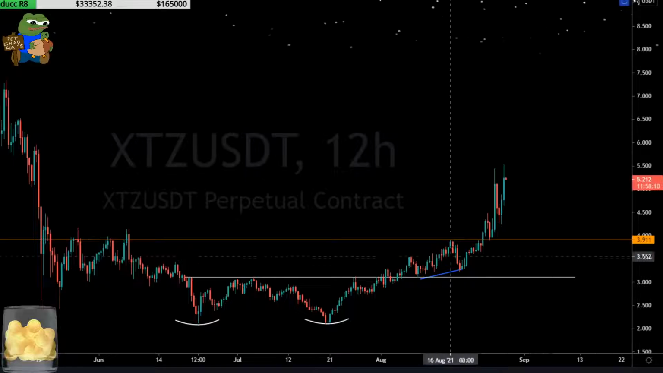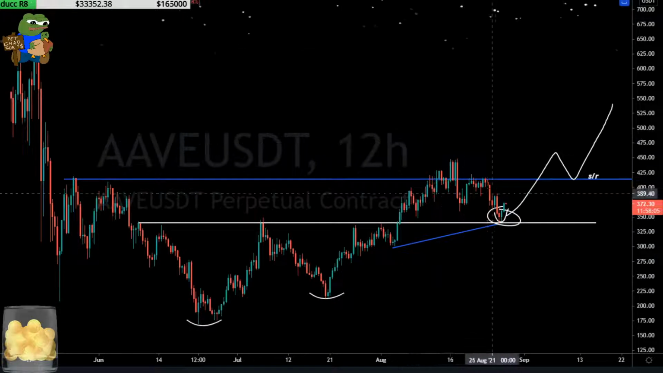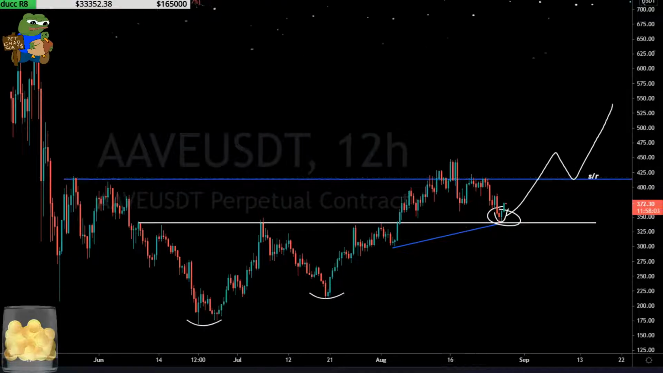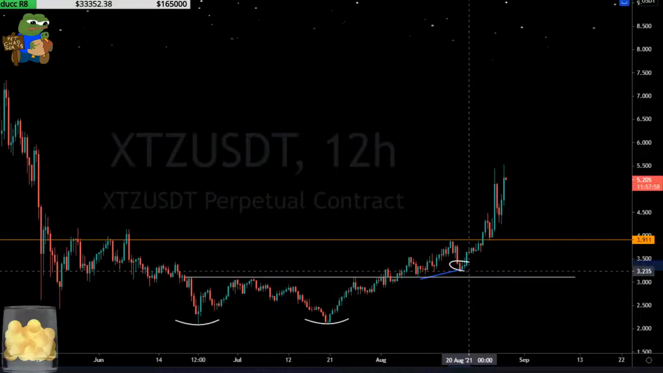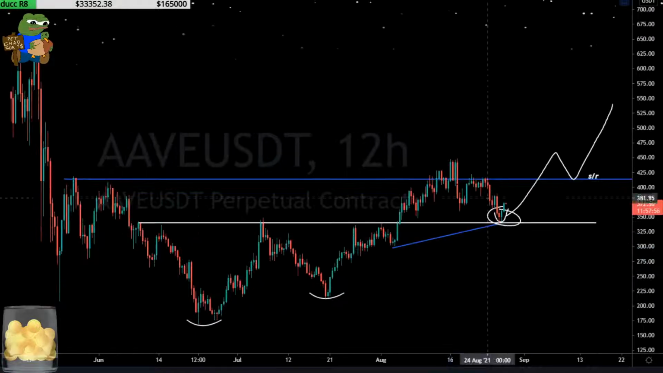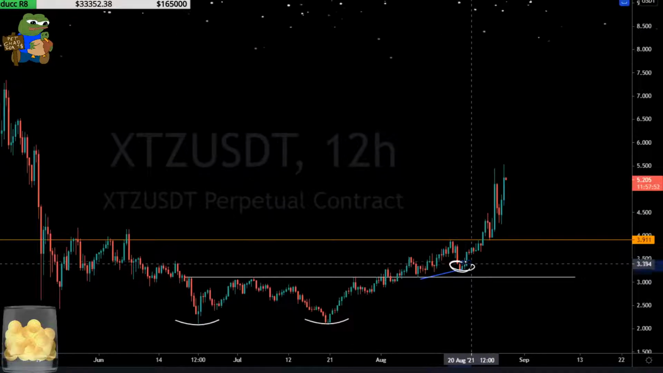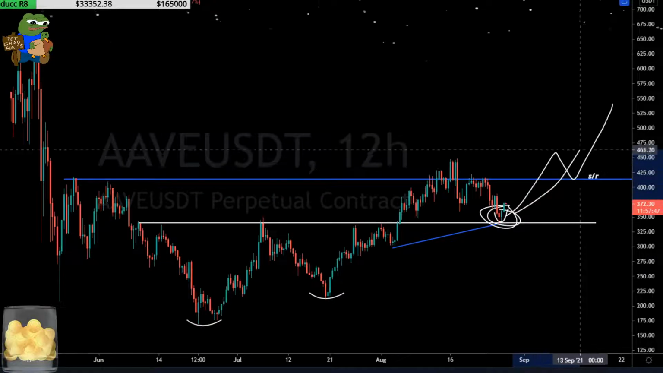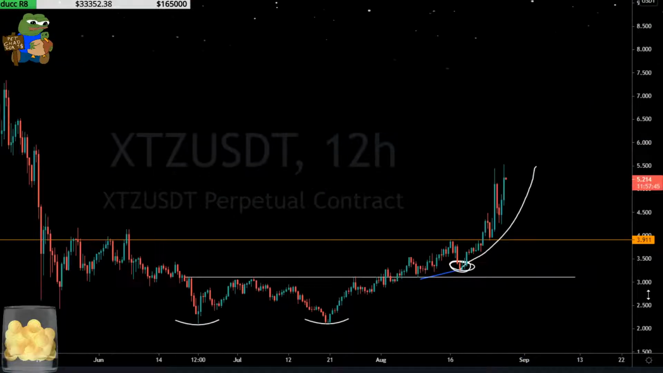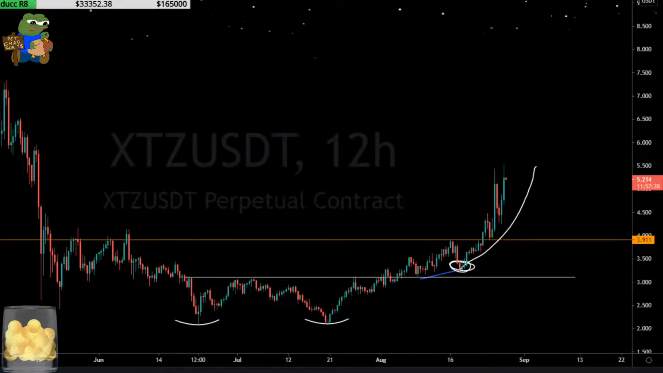Okay, Tezos has been, see, look at Aave. There's that back test of that previous high, and there's that higher one. Now look at Tezos. You're right here on Aave. See this? This is Aave. This is what's going to happen to Aave. You see that? Tezos is telling you the future of Aave. It's right there in the Tezos. Okay.